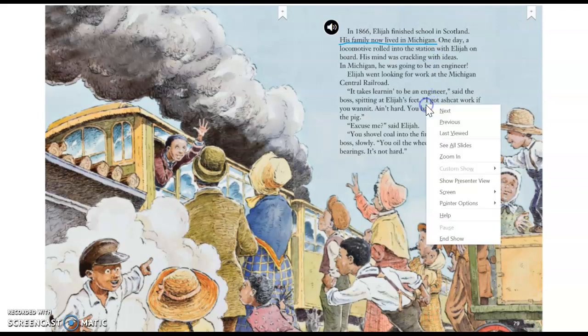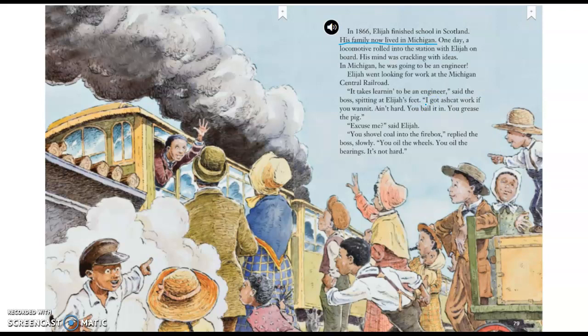Why is the boss spitting at Elijah's feet and telling him he has ash cat work for him if he wants it? We all know Elijah doesn't want that kind of work. He wants to be an engineer. But why is the boss telling him that he'll give him a job shoveling coal?